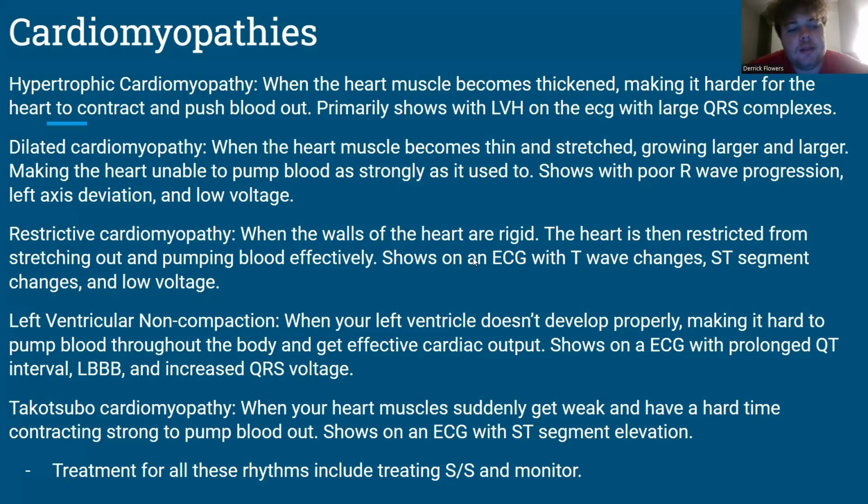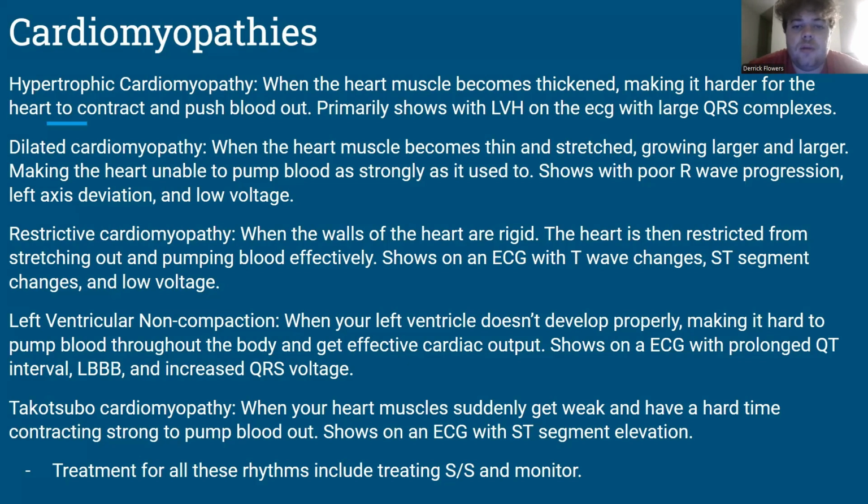Last one, cardiomyopathies. You have 5 of them: hypertrophic, dilated, restrictive, left ventricular non-compaction, and Takotsubo, aka broken heart syndrome. Hypertrophic cardiomyopathy is when the heart muscle becomes thickened. It makes it harder for the heart to contract and push blood out. Primarily shown on an ECG with LVH, left ventricular hypertrophy, and large QRS complexes.